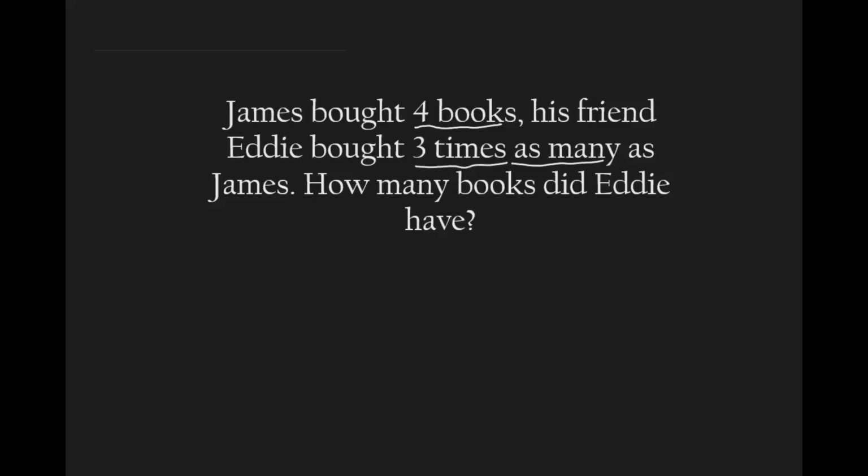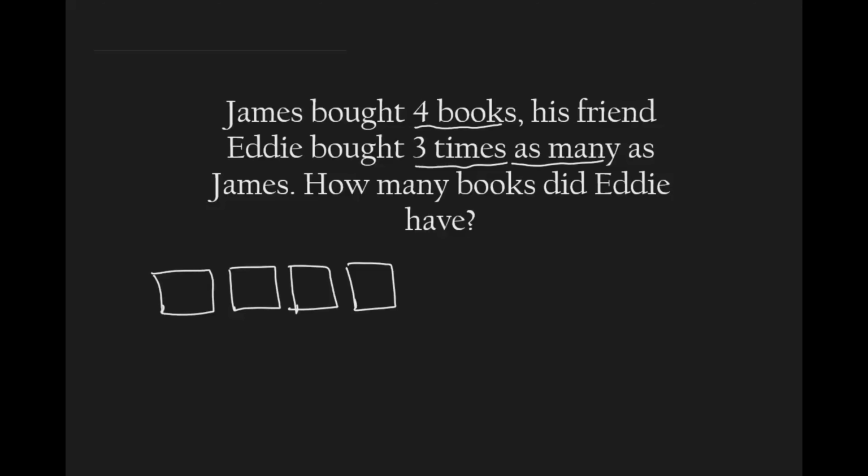So what we're going to do is draw a picture or a model, whichever one you prefer. You can pretty much call it the same thing. So let's say this is 1 book. Or instead of doing that, you can just draw a table. So I'm just going to do this. We know that James bought 4 books. So that's our 4 books right there.